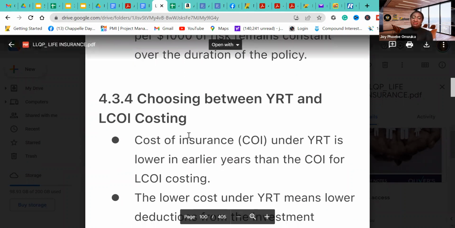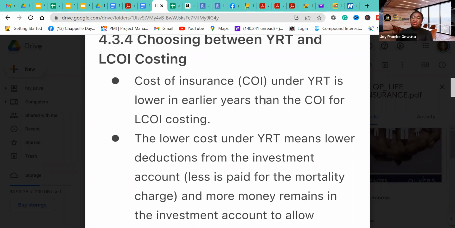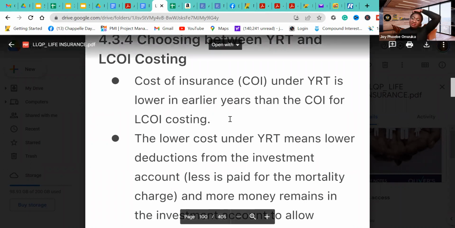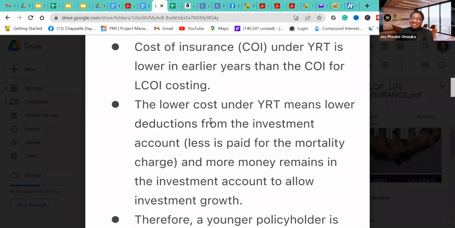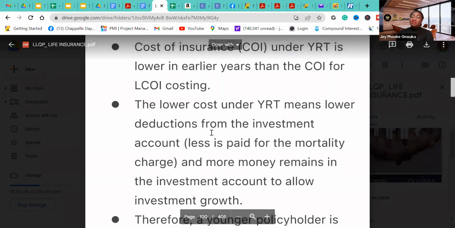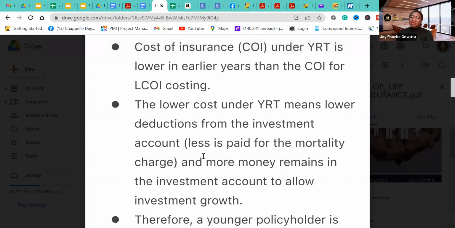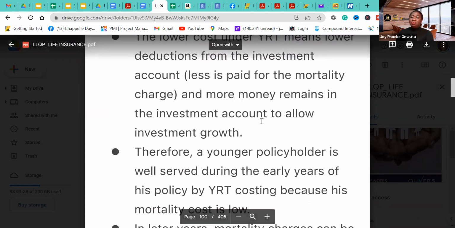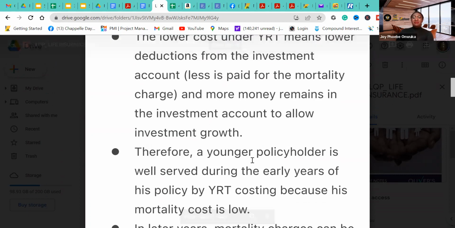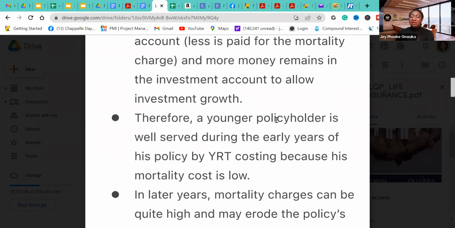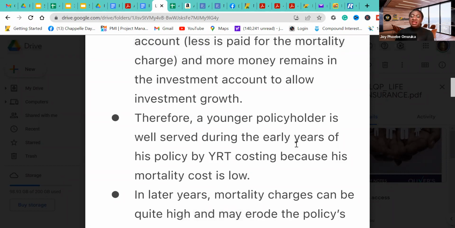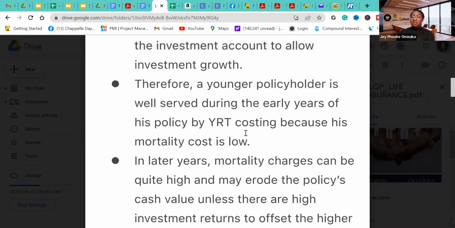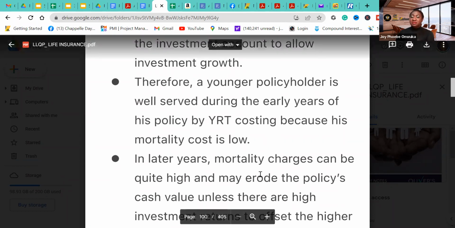Choosing between YRT and level cost of insurance. Cost of insurance under YRT is lower in early years than the cost of insurance for level cost of insurance costing. The lower cost under YRT means lower deductions from the investment account. Less is paid for the mortality charges and more money remains in the investment account to allow investment to grow. Therefore, a younger policyholder is well served during the early years of his policy by YRT costing because his mortality cost is low.